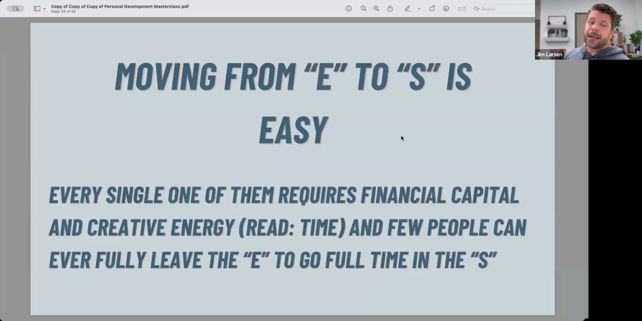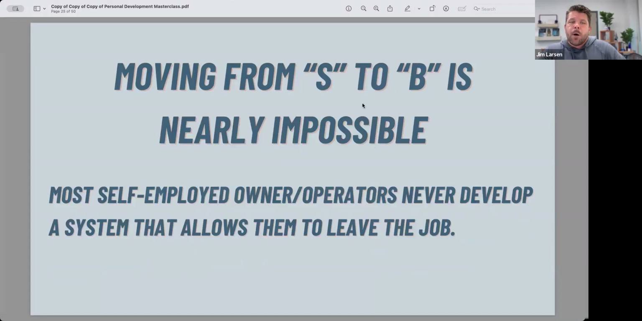Few people can ever fully leave E and go full-time in S. How many of y'all feel that? Most people require being an employee to have some stable income, while their side gig or their hobby that they've got dreams for, they try to work, but they can't ever build enough capital or give it enough time to fully launch it. Most self-employed owner operators never develop a system that allows them to leave that job, because while it's easy to move from E to S, it is almost impossible to go from S to B.